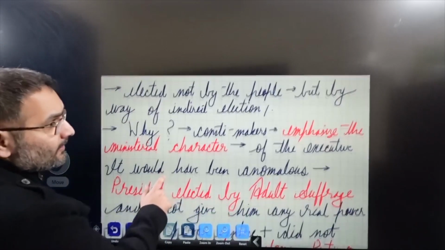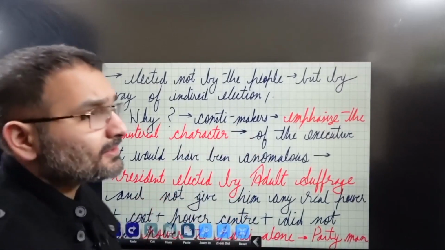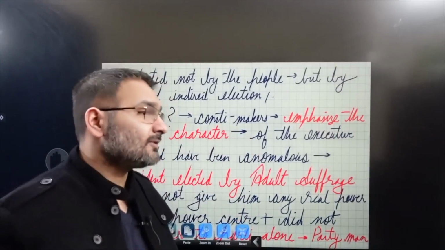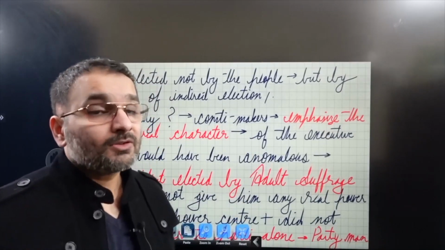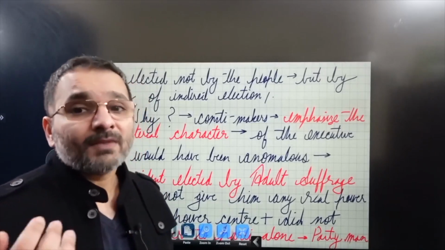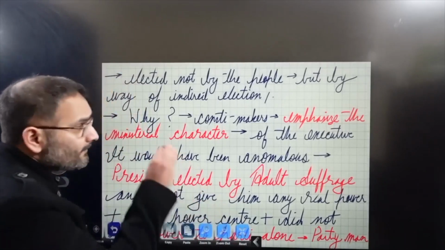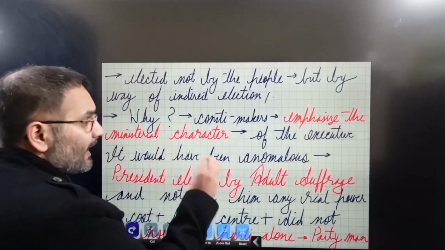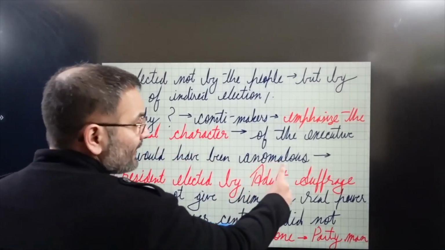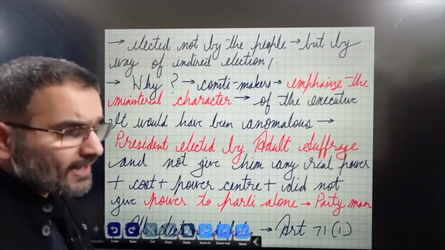So why? Now, the constitution makers wanted to emphasize the ministerial character of the executive because actually speaking, the president doesn't do much on his own. So the majority of the power, where is it? It's with the council of ministers, right? So they wanted to emphasize the ministerial character, and it would have been anomalous. Write the word down, ANOMALOUS, for the president, let us say, if there were a direct election.